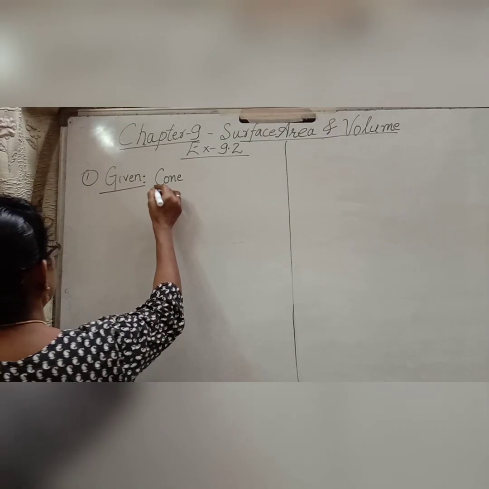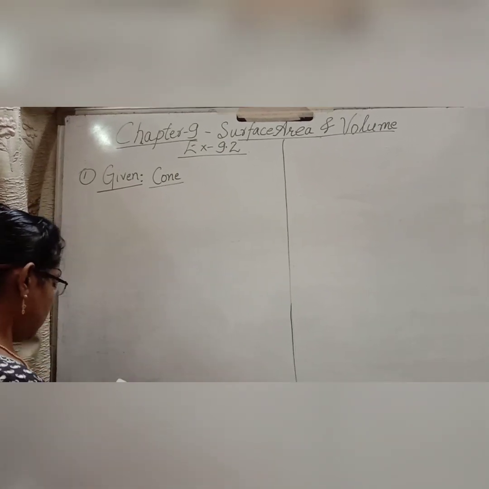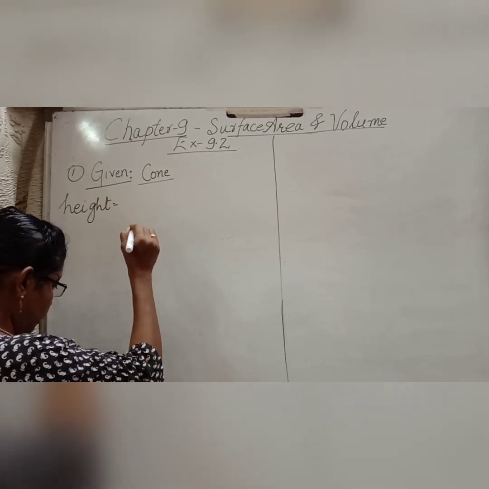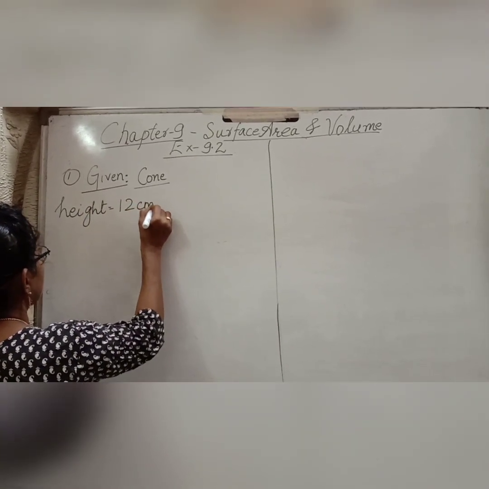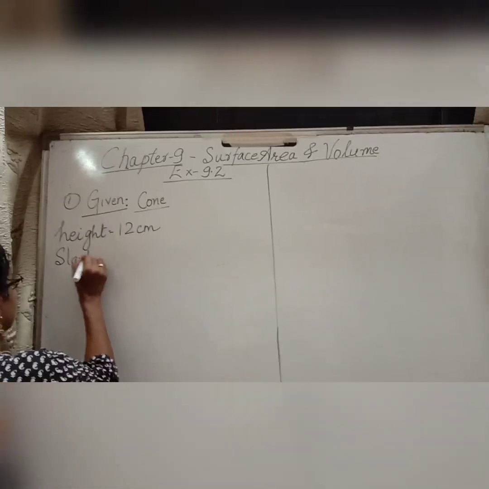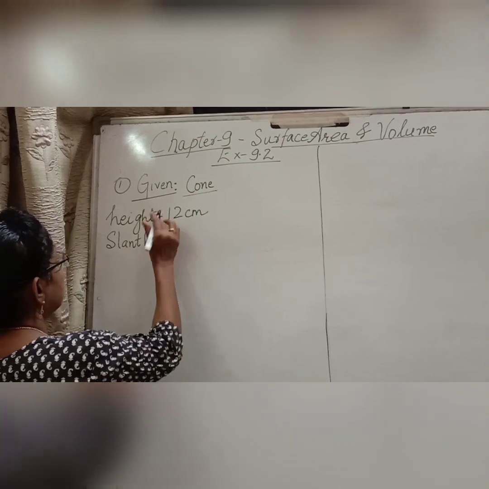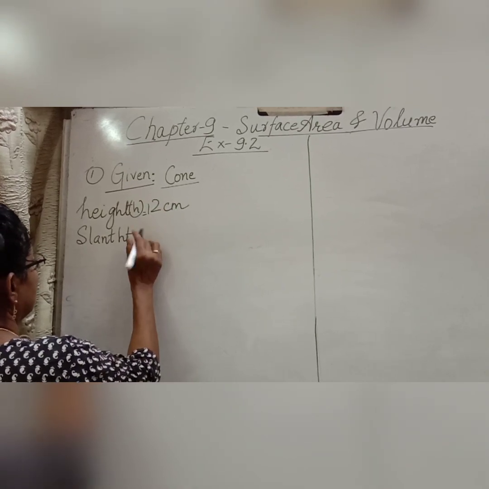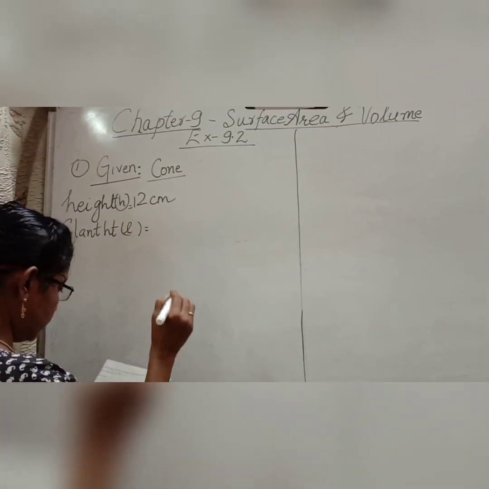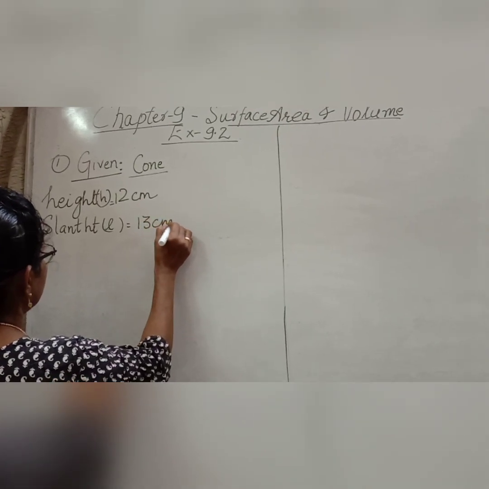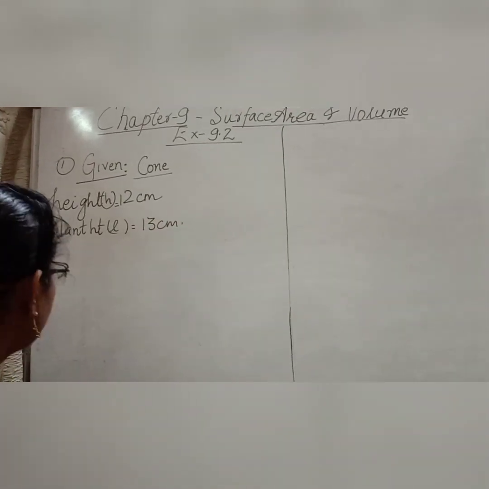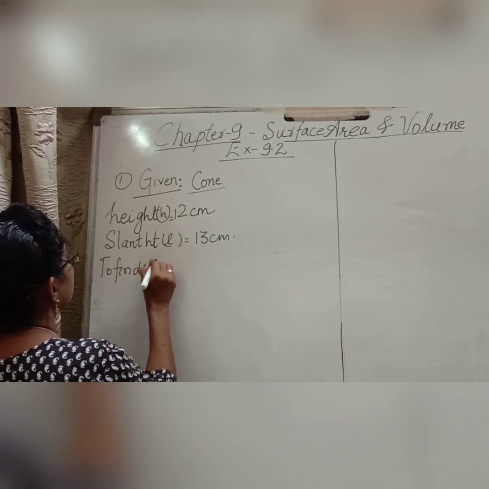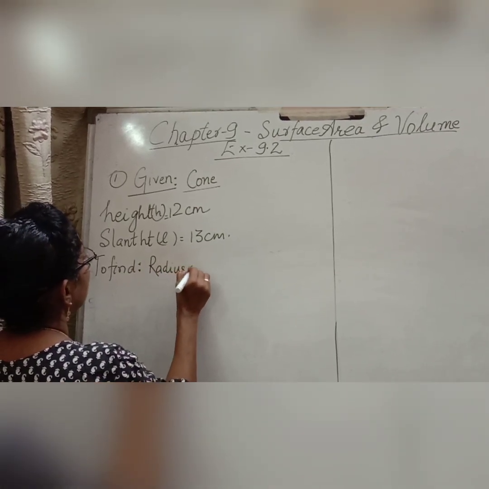given is a cone, height is 12 centimeter and slant height is 13 centimeter. We have to find the radius of the base of the cone. So to find a radius of base.